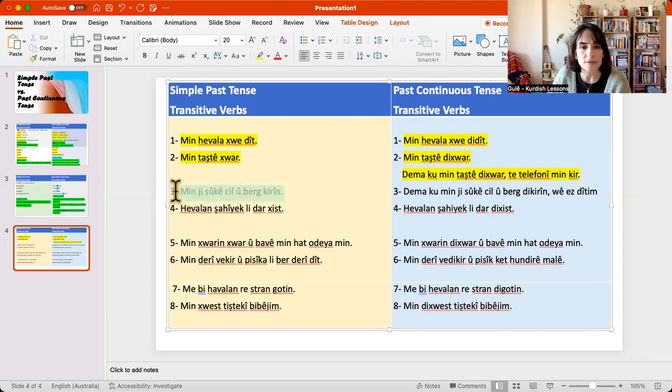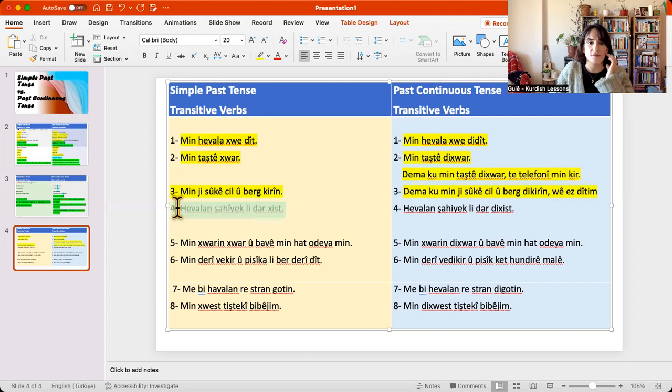The third one: I bought clothes from the bazaar, from the souk. And this one is continuous. When I was buying clothes, when I was in the process of buying, choosing, giving money, she saw me. She saw me.